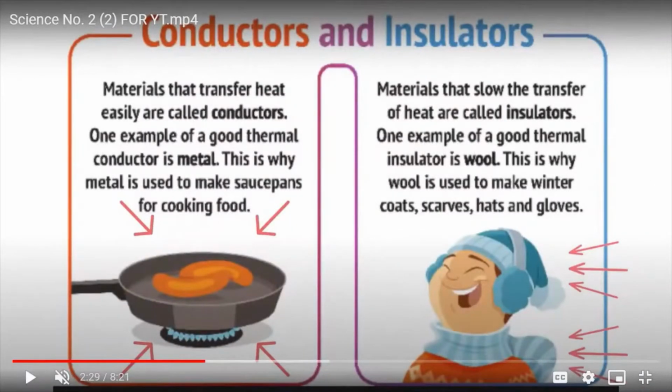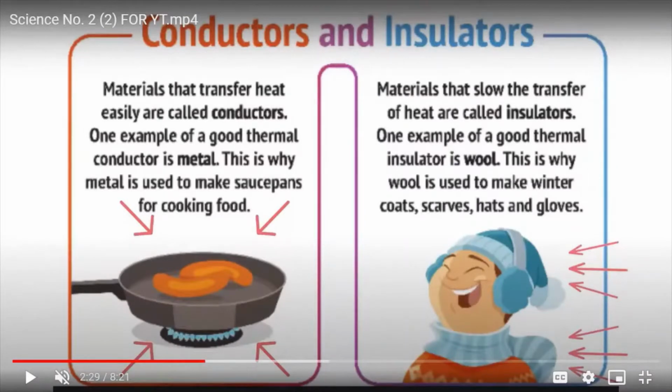Okay, this time naman, conductors and insulators. Materials that transfer heat easily are called conductors. One example of a good thermal conductor is a metal. This is why metal is used to make saucepans for cooking food.